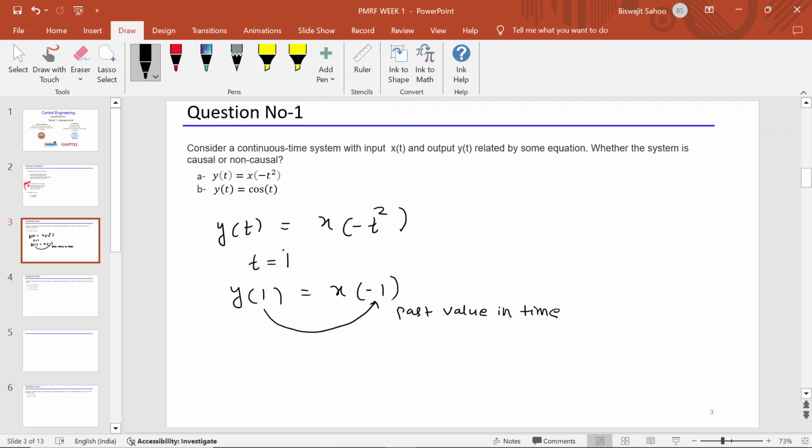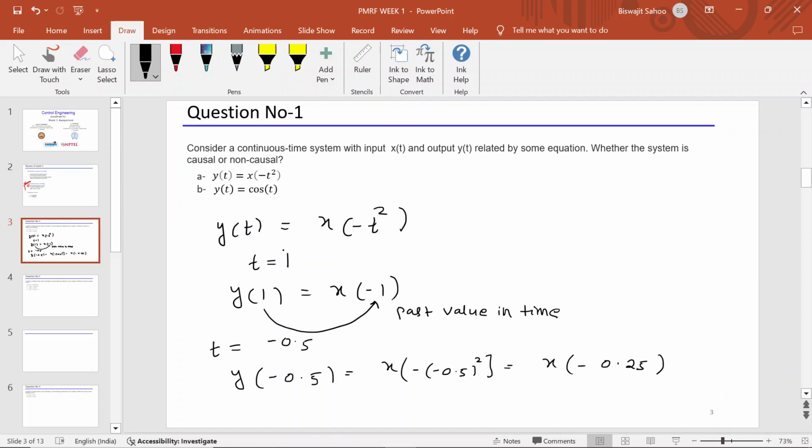That's why you can say that this is a causal system. But you don't conclude that as long as you're putting in only one value. You have to take multiple values. Suppose I put t equal to minus 0.5, then what will happen? y of minus 0.5 is equal to x of how much? There is a minus sign and this is minus 0.5 squared. So what is this value? This should be x of minus 0.25.